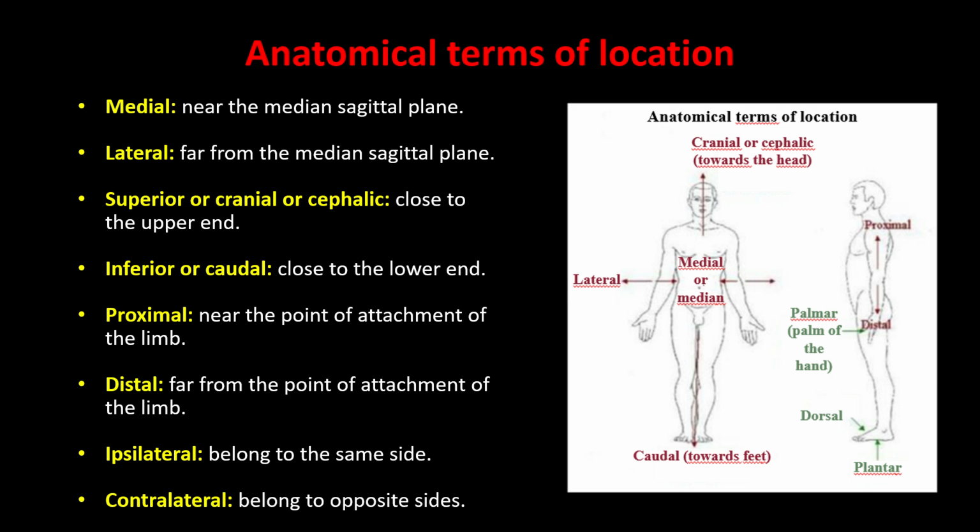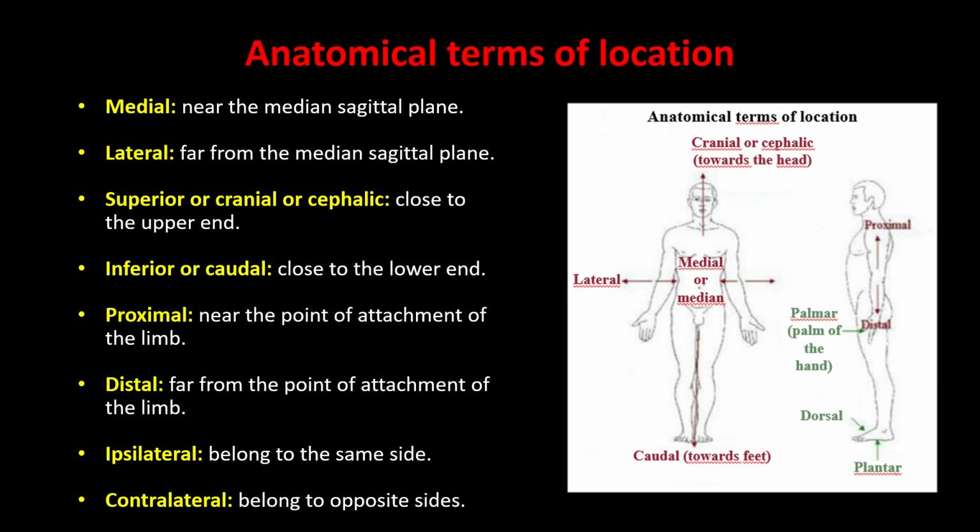What does medial mean? The word medial refers to everything close to the median sagittal plane, and the word lateral refers to everything far from the median sagittal plane. We've explained this in previous slides. And now there's also the term superior or cranial or cephalic, which are synonyms and mean the same thing, close to the superior extremity, and of course inferior or caudal, which are synonyms and mean something close to the inferior extremity. There's also the word proximal and distal.